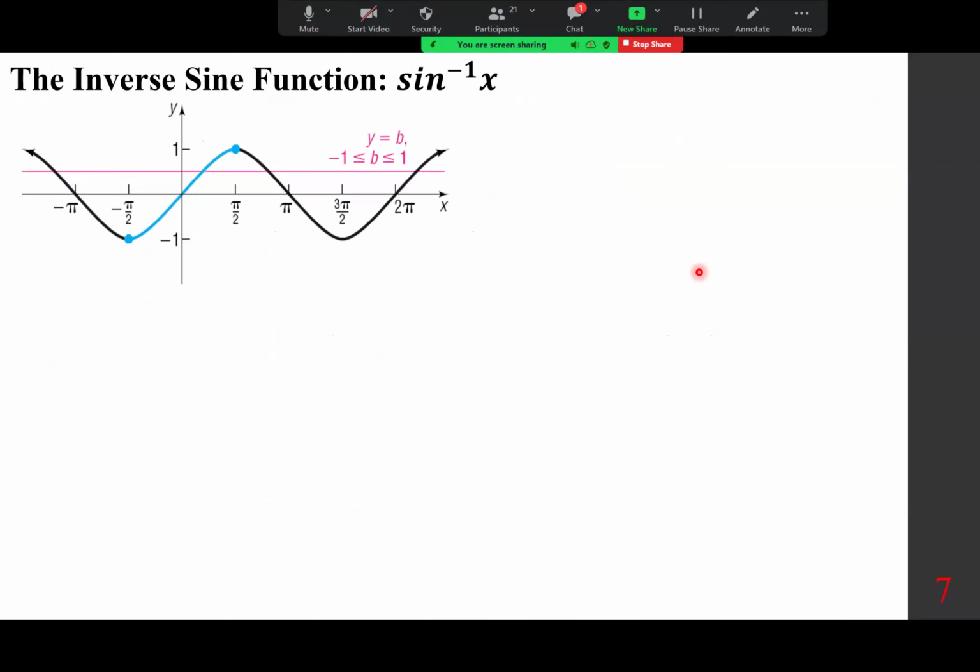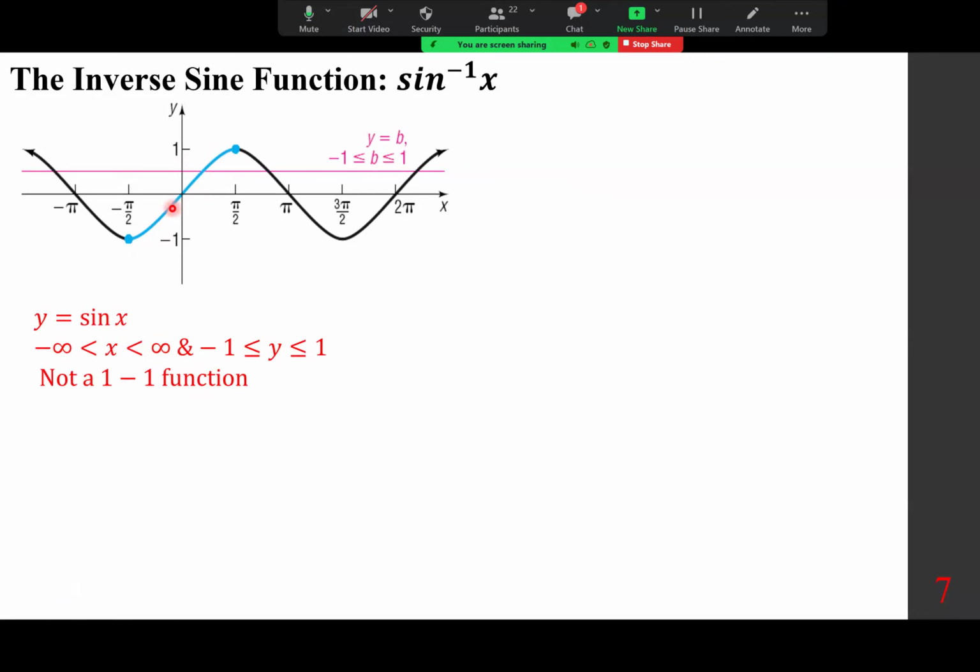When we look at any trigonometric function, including sine, it is a periodic function. It fails the horizontal line test, and therefore it's not one-to-one. In order to make it one-to-one, we restrict it. Remember, if we go from negative to positive infinity, here's the range. It is not a one-to-one function. If we restrict it to this, it becomes one-to-one.